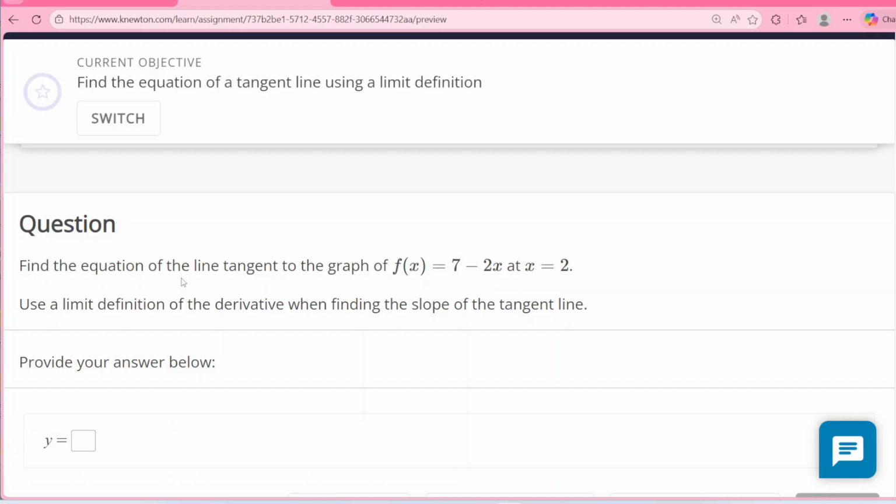Now this one will be simple though, because the function we're looking at is a line. This is in the mx plus b form, negative 2x plus 7, right? So I'm not going to go through the whole definition thing. I already told you, if you have a linear function, it doesn't matter where you are. The tangent line is that line. So you'll see, in fact, that this 7 minus 2x is the equation of the tangent line, y equals 7 minus 2x, but I'll draw it.